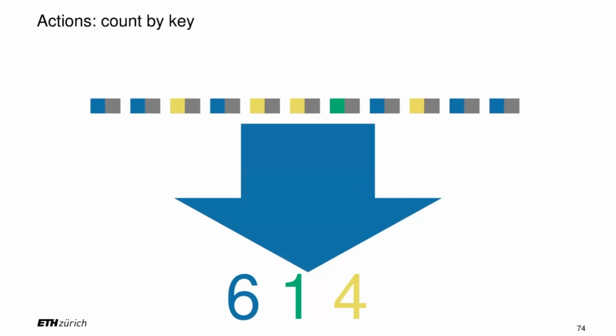There is count by key, which is an action. And here, it's obvious what it does, right? There's 6 blue keys, 1 green key, and 4 yellow keys. And count by key gives you a Python dictionary. A Python dictionary is the same thing as a JSON object, right? The keys of the JSON object would be blue, yellow, blue, green, yellow. And if you see it in JSON, it's basically the object blue colon 6, comma, green colon 1, comma, yellow colon 4. That's your JSON object or Python dictionary. Okay.